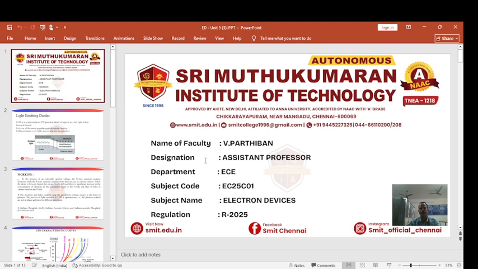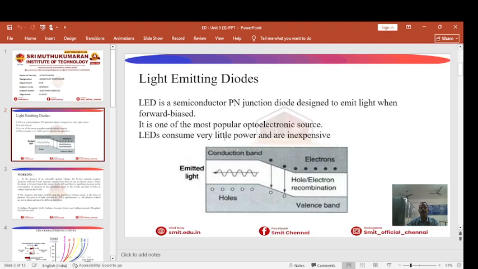Now I am going to present the topic called Electron Devices, which comes under Regulation R 2025. The subject code is EC25C01. Particularly, I am going to talk about Unit 5. In Unit 5, I am going to deal with light emitting diodes as well as LCDs.